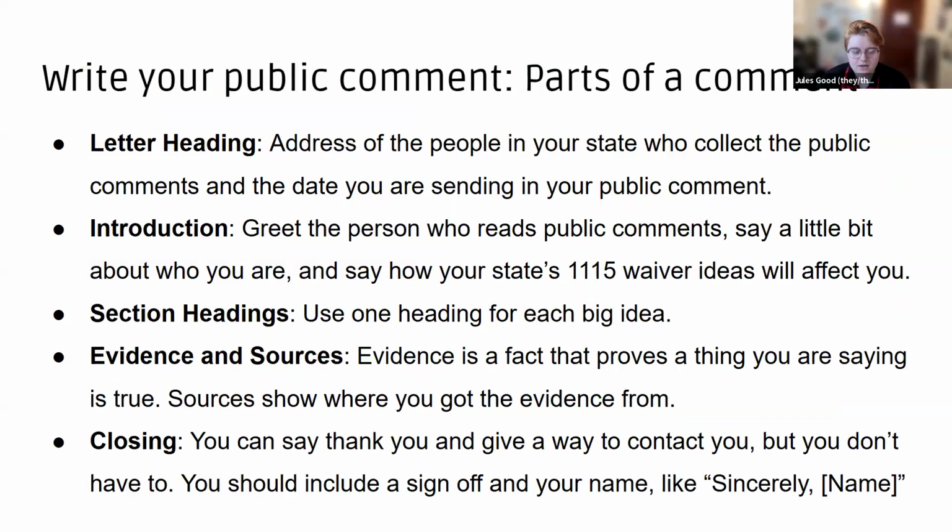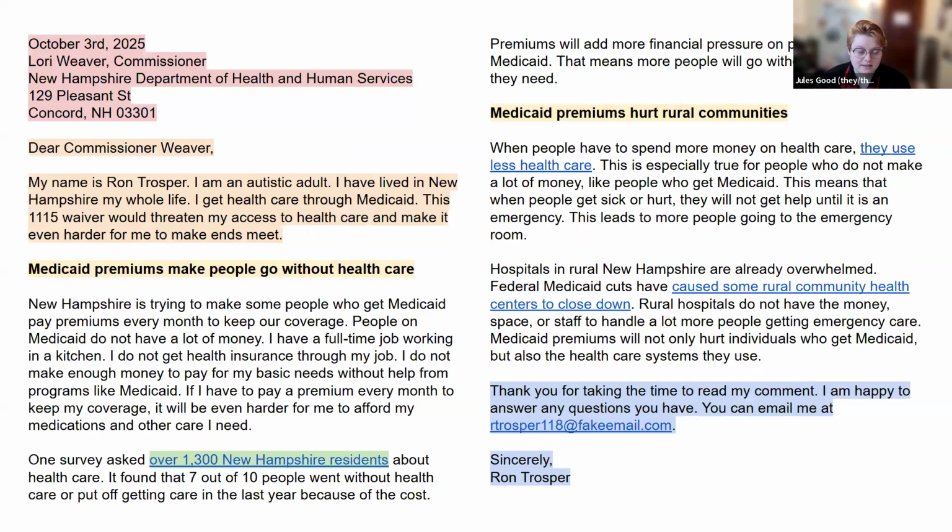Next is the introduction. This is where you greet the person who reads public comments, say a little bit about who you are, and say how your state's 1115 waiver ideas will affect you. That's this part in orange here in the top mid left. It says, Dear Commissioner Weaver, my name is Ron Trosper. I'm an autistic adult. I've lived in New Hampshire my whole life. I get health care through Medicaid. So there you're explaining a little bit about who you are. And then it says, this 1115 waiver would threaten my access to healthcare and make it even harder for me to make ends meet. So there you are explaining how this waiver would affect you right up at the top.